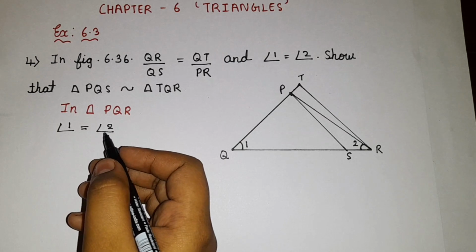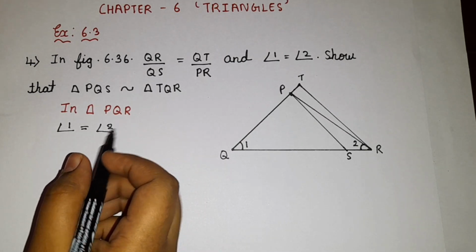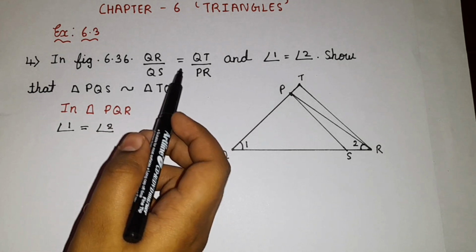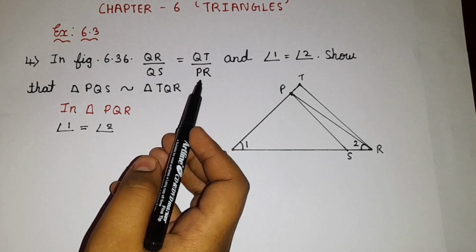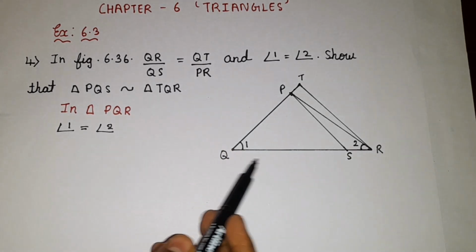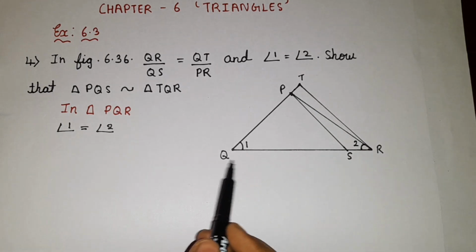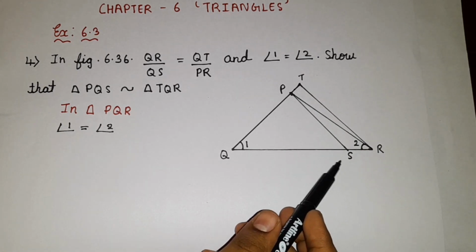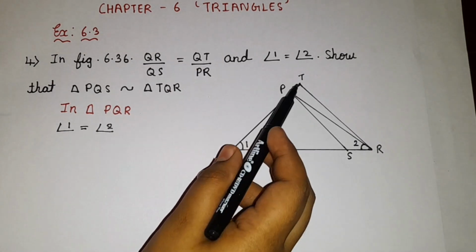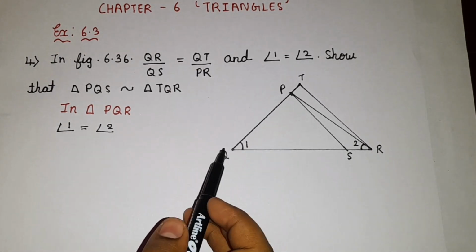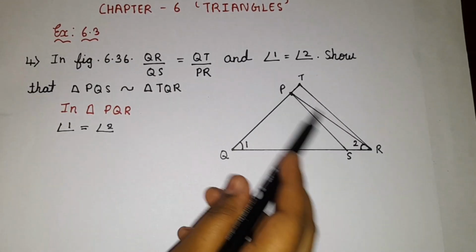Alright guys, so now when you look at the triangle PQR, here they have mentioned a few values, am I right? That is QR by QS is equal to QT by PR. So where is QR? QR is here, so here we have QR by QS. QS is right over here. And then is equal to QT by PR. QT is here, but we don't have PR. PR is somewhere else, am I right? So the PR is on this side.